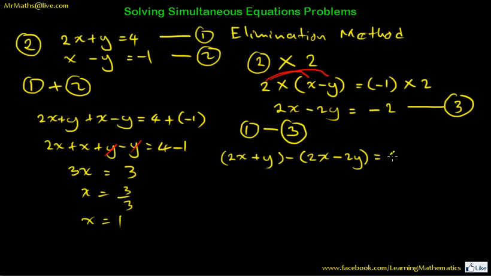Equal to 4 minus 2. Okay, we have to put a bracket there because we have two minuses. So let's open the brackets on the left hand side first. So this is 2x. If you open up the bracket, minus (minus 2x), it becomes minus 2x. So we can eliminate 2x.